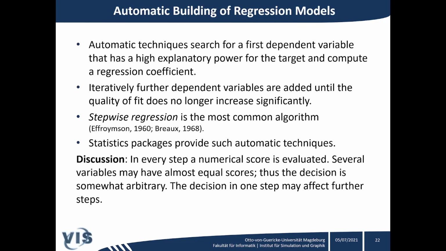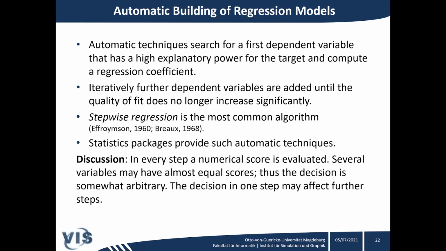As I mentioned in the introduction, there are automatic methods to build a regression model. So automatic techniques search for the first dependent variable that has a high explanatory power for the target and compute the regression coefficients. Then iteratively further dependent variables are added until the quality of the fit does no longer increase significantly. The most common algorithm in this field is the stepwise regression developed in the 1960s.